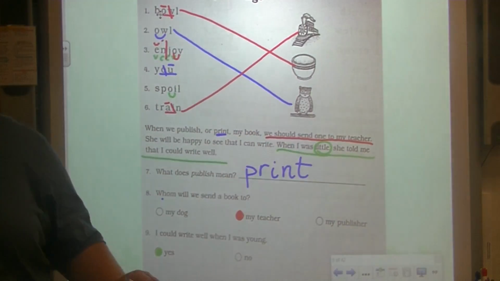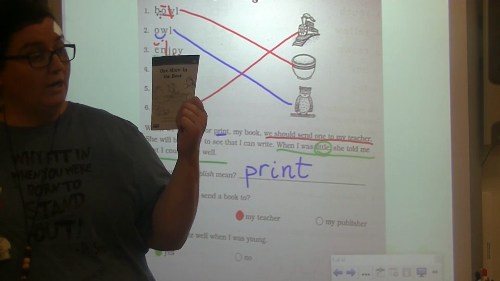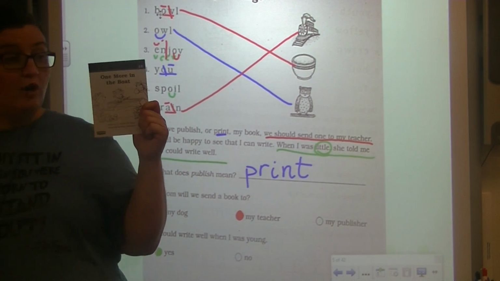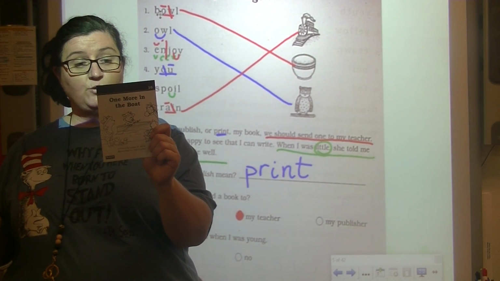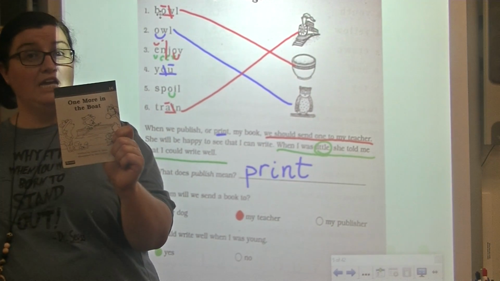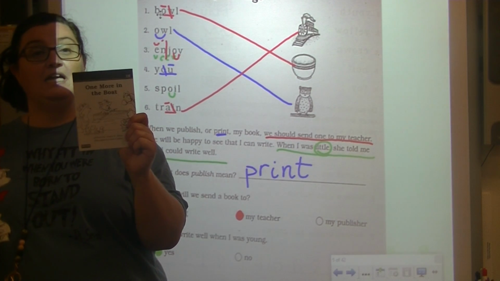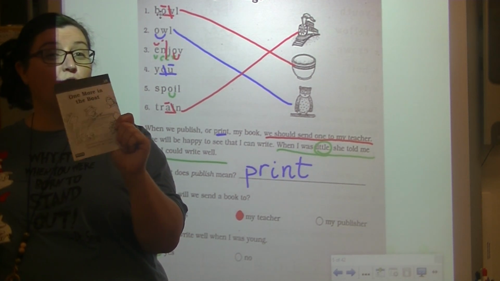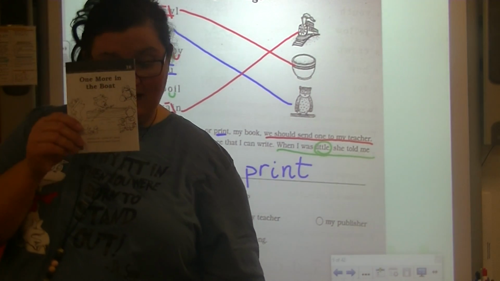All right, now in a separate video, you will have the lesson for One More in the Boat. One More in the Boat is still in the blue folder. I think it's the last decodable in that folder. It's going to go over digraphs OA and OE. So you're going to need this decodable, and you'll need a highlighter or light colored crayon where you can highlight your words. Alright, so have that ready.